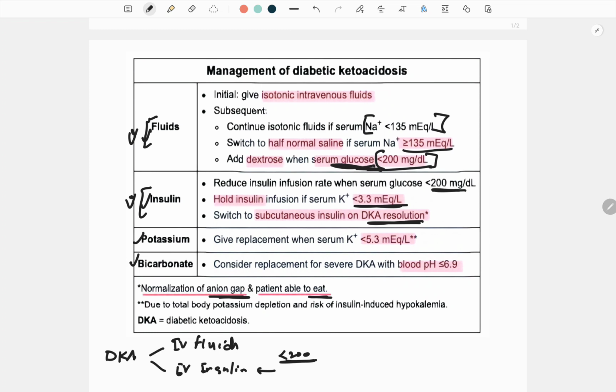Why this is important? Because total body potassium depletion is a risk whenever we are giving insulin, because insulin can lead to hypokalemia. So these are the take home points for the students preparing for USMLE exams.